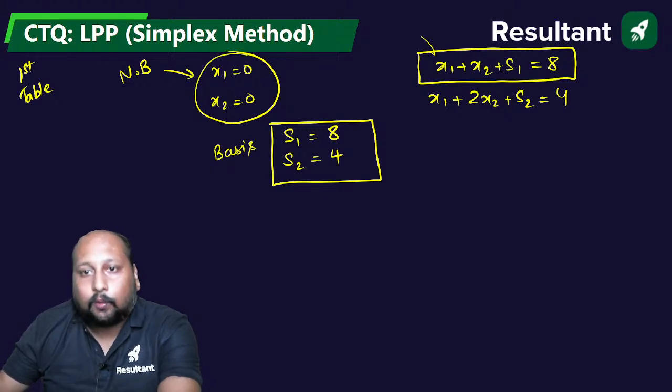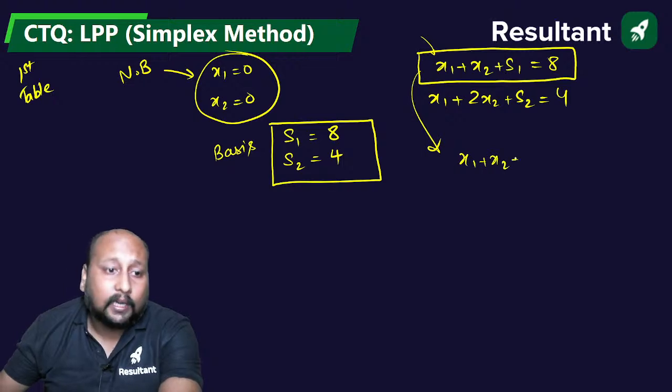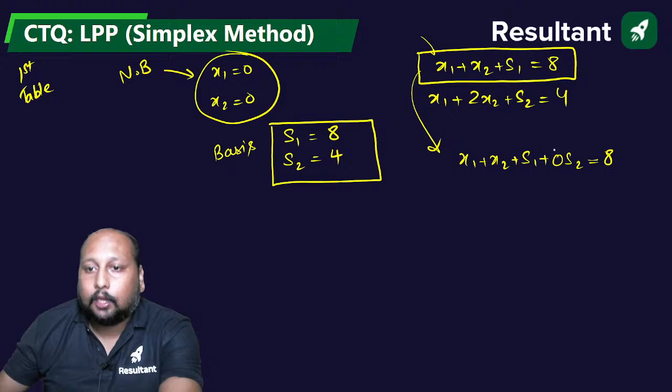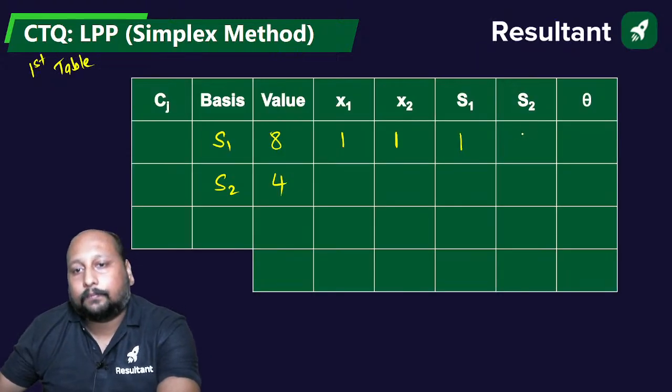But there is no s2. So I can rewrite this equation as x1 plus x2. You don't need to write like this, it's only to make you understand. So s2 is having a coefficient of 0.